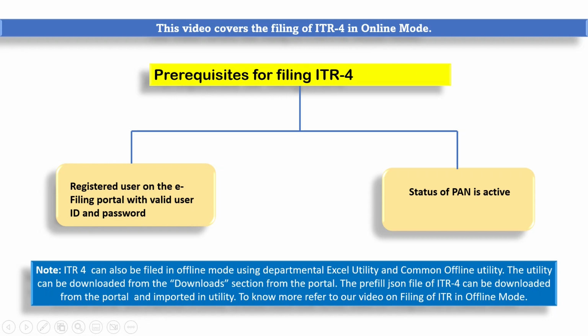However, the form can also be filed in offline mode using Departmental Excel utility and Common Offline utility. The utility can be downloaded from the Downloads section of the portal. The pre-filled JSON file of ITR-4 can also be downloaded from the portal and imported in the utility. To know more, refer to our video on filing of ITR in offline mode.